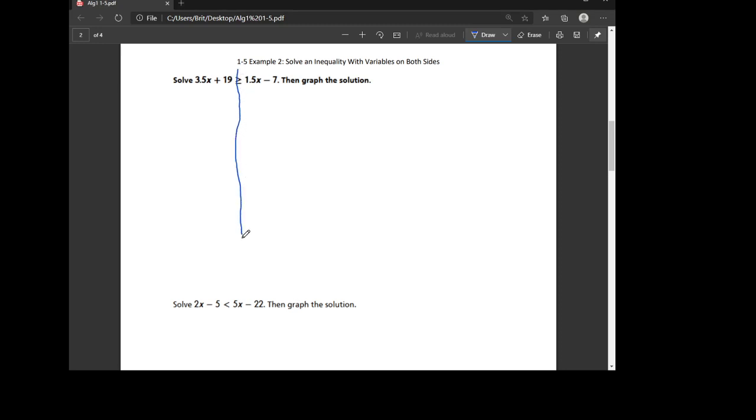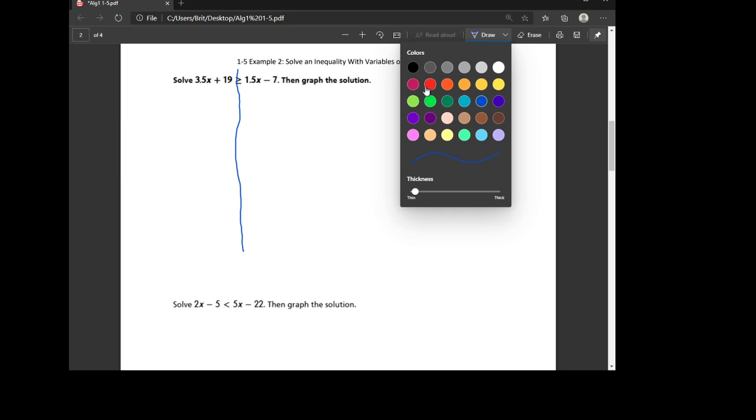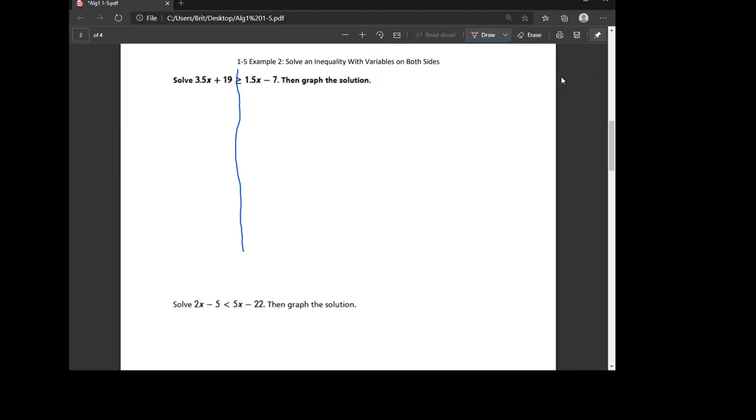Okay, so I'm going to solve this in the same way in which I would solve any equation. So we want to get the variable on one side and anything without a variable to the other side. And I usually prefer putting the variable here on the left hand side, and I'll show you why when I go to graph it. Alrighty, so first thing, I want to go ahead and move this 1.5x over to the other side.